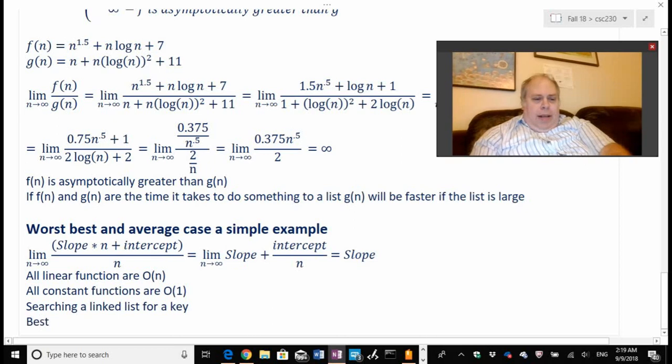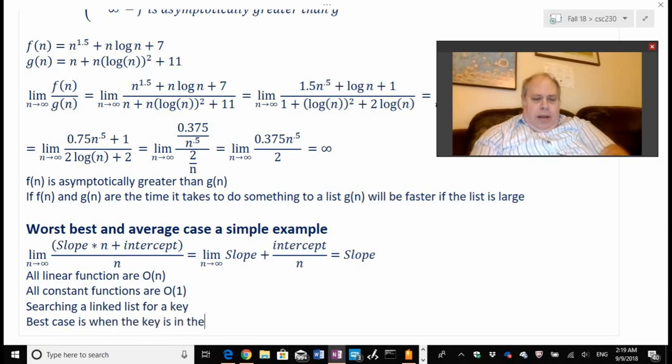Now, the best case is when the key is in the first link of the list. Remember, this is a linked list, so the only way to get to the second one is to go through the first. The only way to get to the third is to go through the second, and so on. But when the key is the first link, it just takes one comparison.